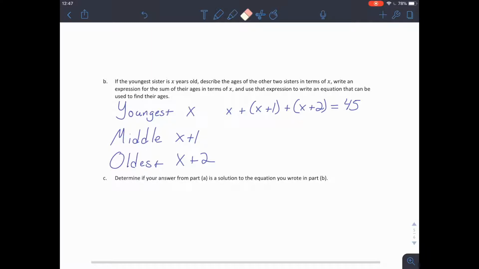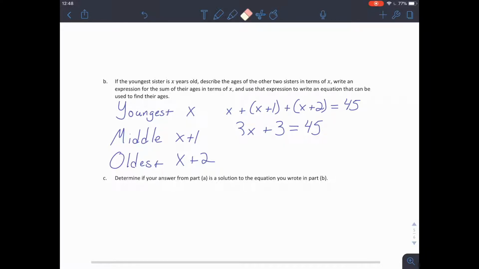Since nothing is being multiplied by what is in the parentheses, we can use the associative property to regroup what is in our parentheses with things outside. So basically, we can just ignore those and use our combining like terms to do 3 x's, 3 times x, and then 1 plus 2 is 3. So our equation in standard form is 3x plus 3 equals 45.